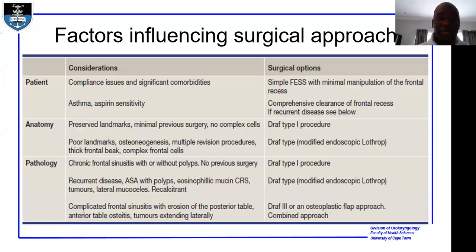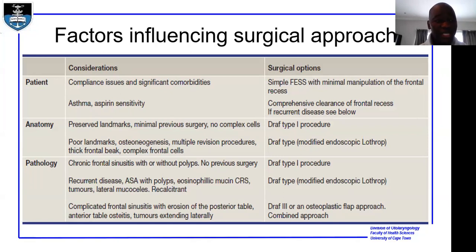So like most of medicine, before we operate on these patients, you consider patient factors, anatomical factors, and pathological factors. On the patient factors, you look at compliance issues and significant comorbidities. If there are issues like that, then you have to do a simple phase with minimal manipulation of the frontal recess. Also, patients with asthma or aspirin sensitivity, these ones, they tend to do poorly. So you want to do a comprehensive clearance of the frontal recess.